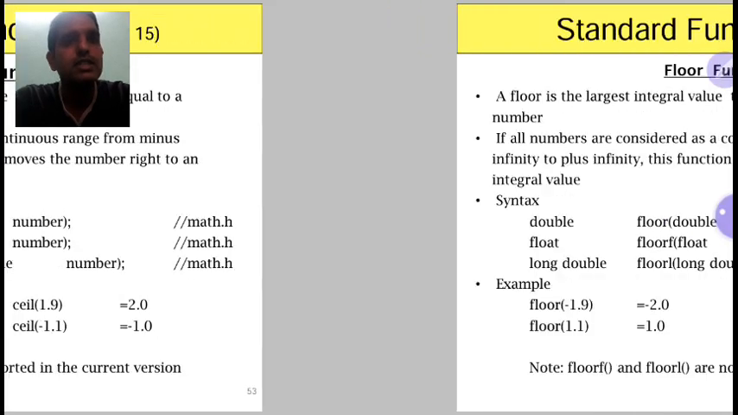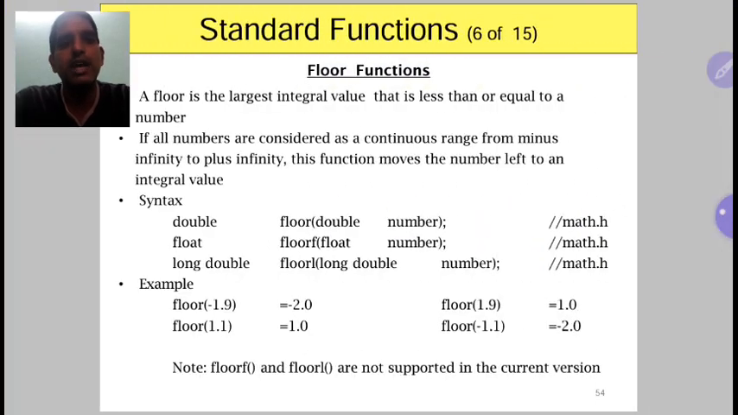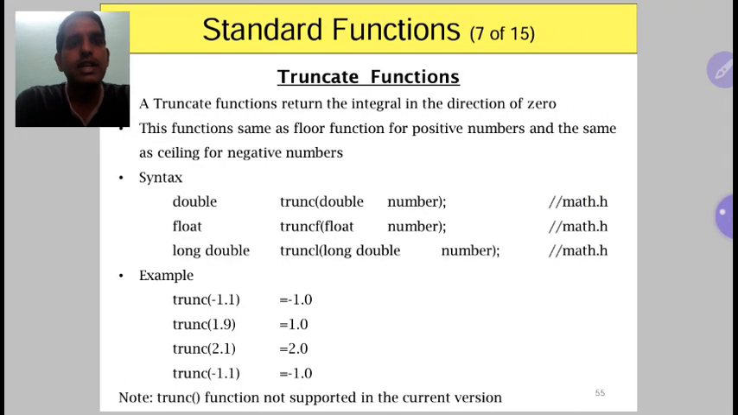Next, just like the ceiling function, we have the floor function, where your particular number is moved to the left on the number line. That is, -1.9 will be moved to -2.0, and +1.1 will be moved to 1.0, where it is flooring the values. Next, the truncate function will truncate your decimal part.